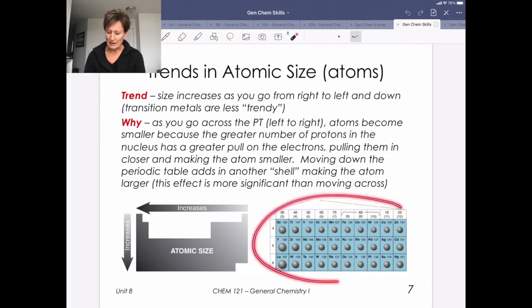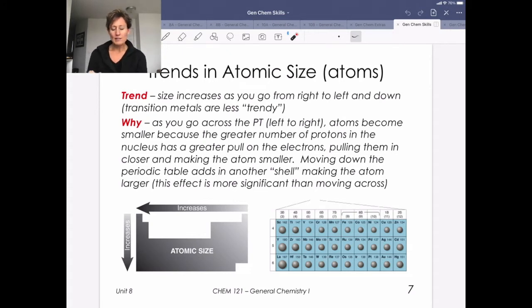One of the things that we'll highlight here is that transition metals are less trendy. They don't tend to have some rules to follow, so those ones are a little bit more unique. We're largely going to be comparing nonmetals to other nonmetals and then metals to other metals.